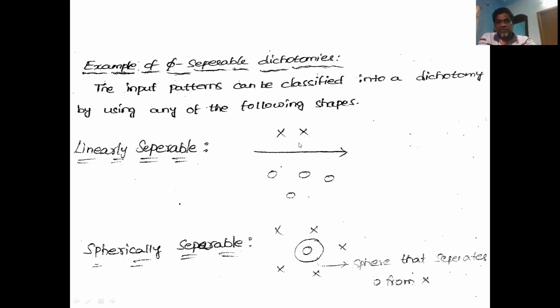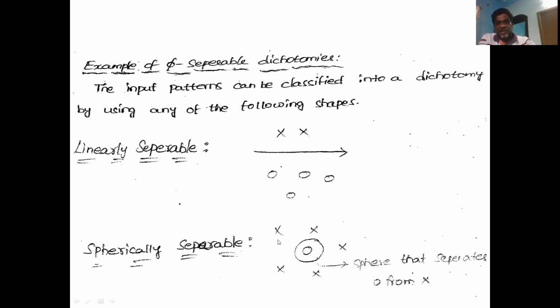This we already know, assuming that this is one kind of input pattern representing the labels X, and this is another kind of input patterns representing the labels O. And we can draw a straight line. Okay, then we call them linearly separable. This we already saw. Now there is another one, spherically separable dichotomies.